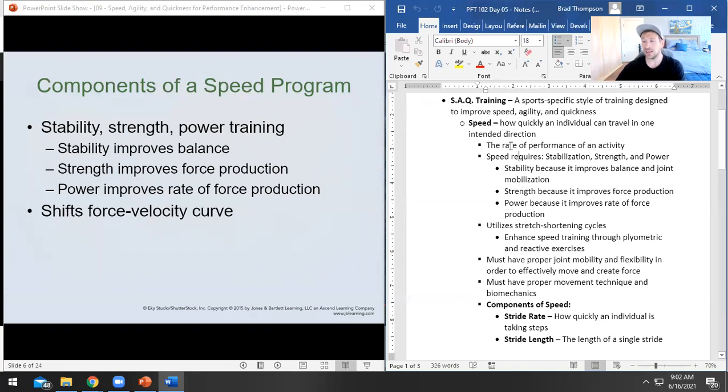So speed is going to require plenty of stabilization, plenty of strength, and plenty of power. This can be used in a very integrated way, similar to the rest of our resistance training and the rest of our exercises. Two of the biggest components we're definitely looking at are strength and power, but we need to have proper stability before we ever try to train for those other things.